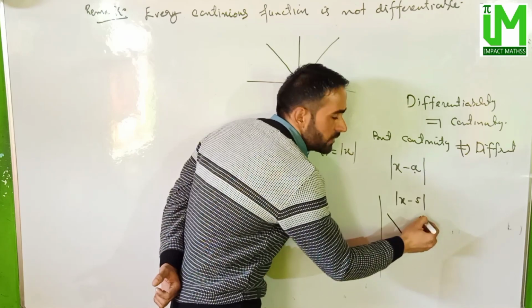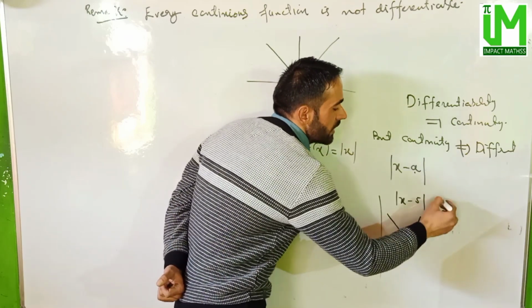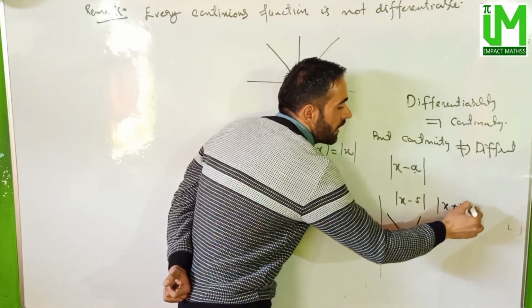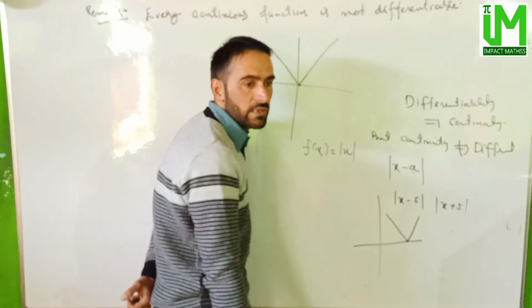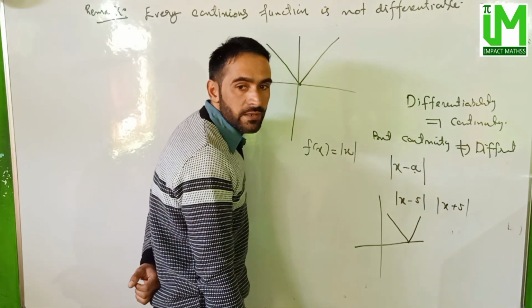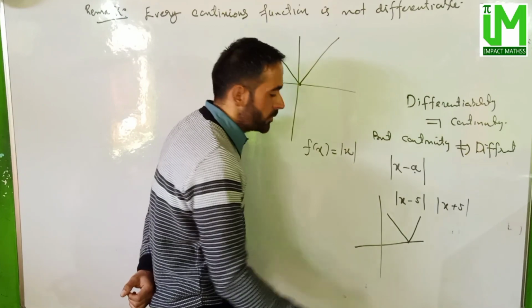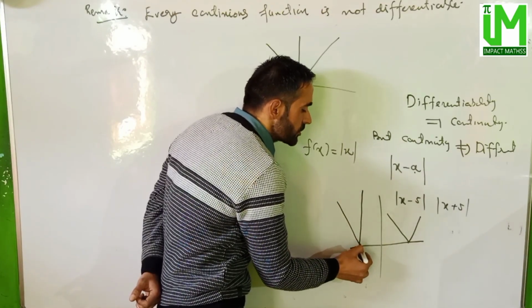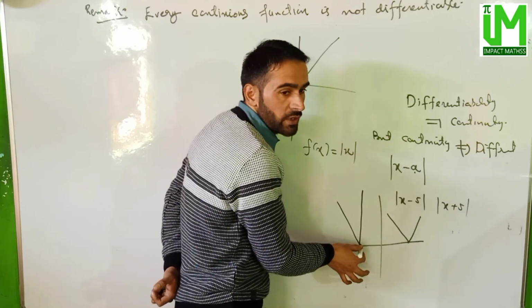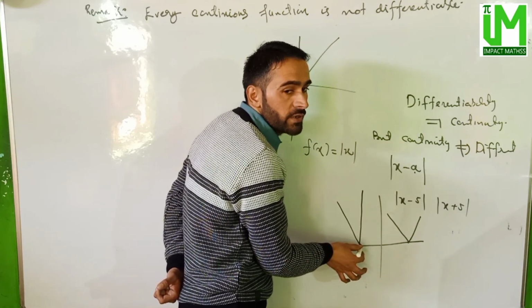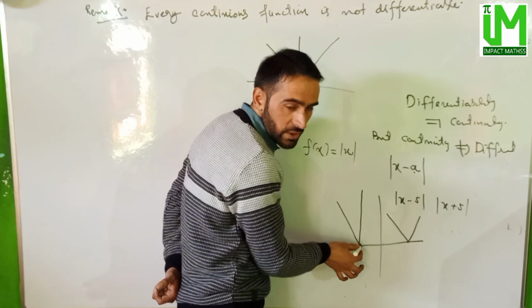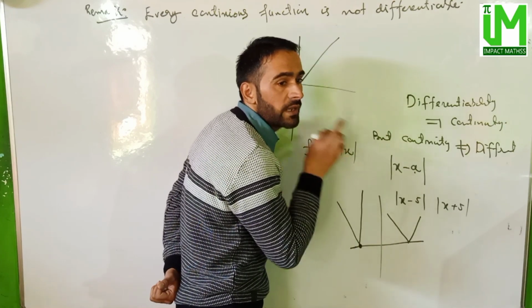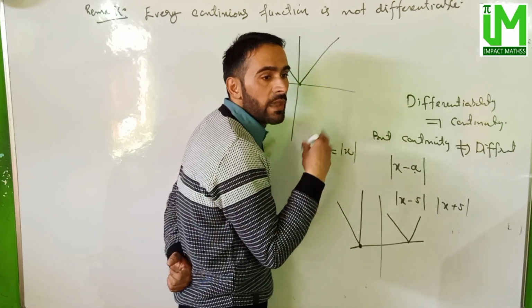Similarly, mod of x plus 5 touches the x axis at point x is equal to minus 5. The modulus function is not differentiable at the points where it touches the x axis. So it is not differentiable at that point where it touches the x axis.